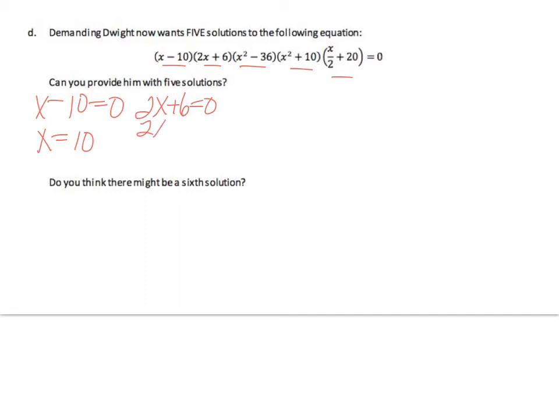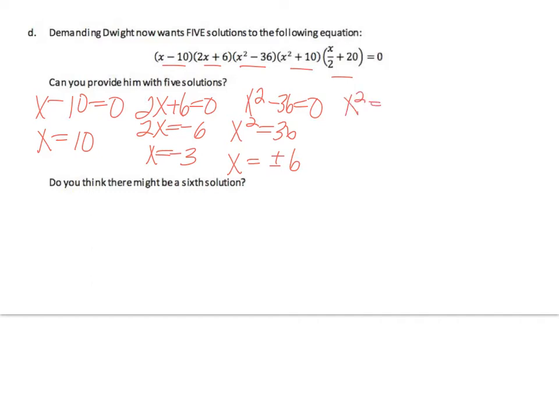Subtract 6 from both sides. Divide both sides by 2. x squared minus 36 equals 0. Add 36 to both sides. Take the square root of both sides. And x equals plus or minus 6.